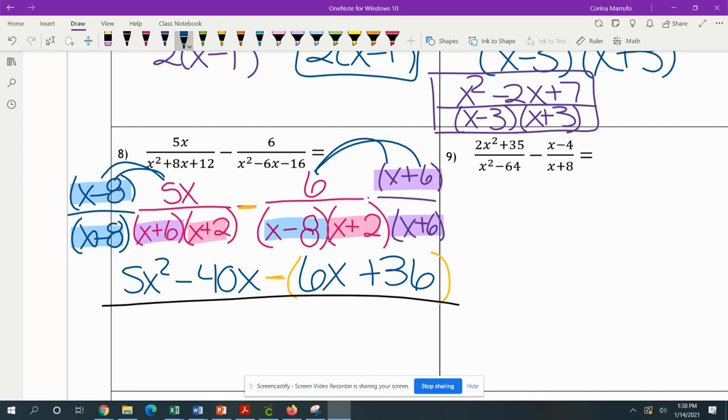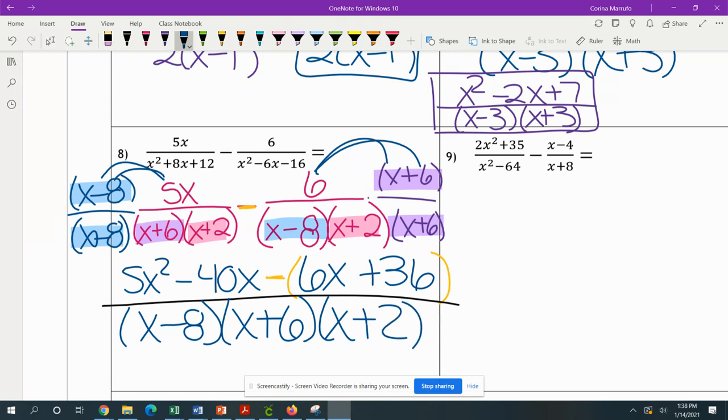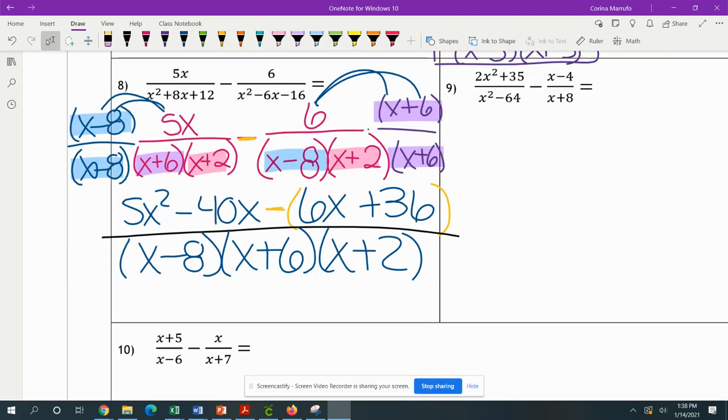Our common denominator is x minus 8, x plus 6, x plus 2. Now the order that you write this does not matter, as long as it has all three of those terms. Okay. So we usually would combine like terms here. I'm going to go ahead and distribute the minus.